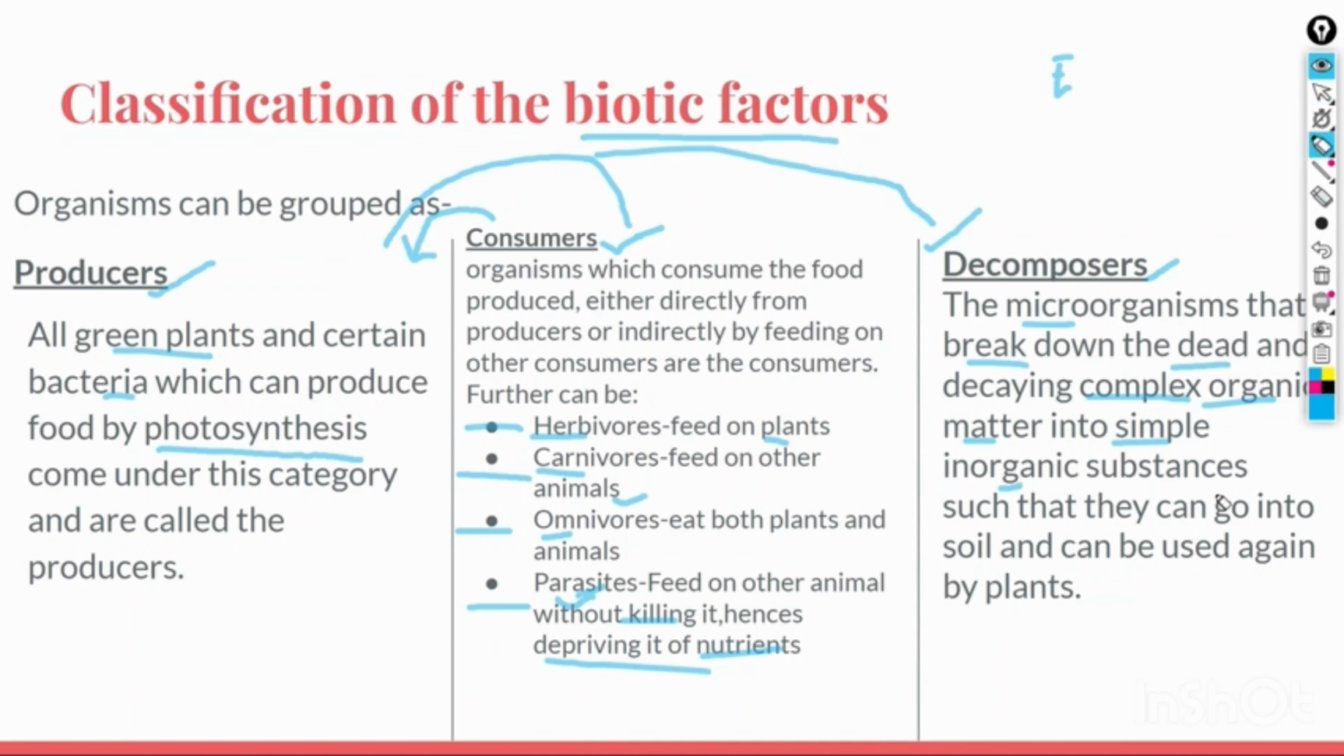These simple inorganic substances can now penetrate deep into the soil, and these nutrients can be taken up again by the plants, and again they can grow out of it. So these are the decomposers. Now we have the three types: the producers, which produce the food by photosynthesis; the consumers, which directly or indirectly are dependent on the producers; and the decomposers, which feed on the dead and decaying plants and convert complex organic matter into simple inorganic substances.